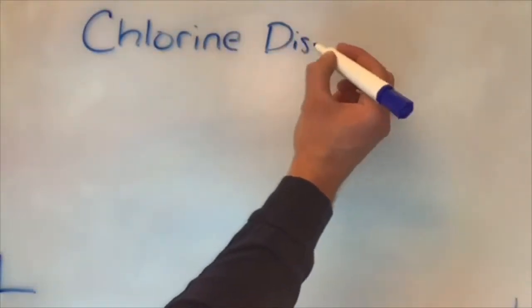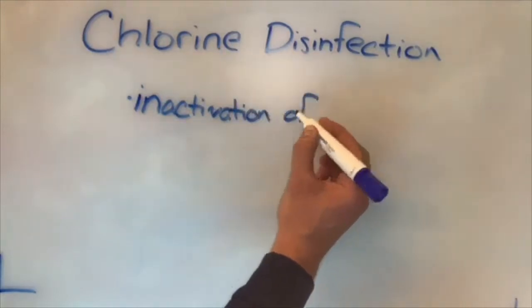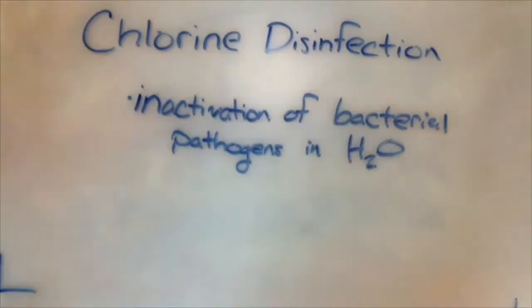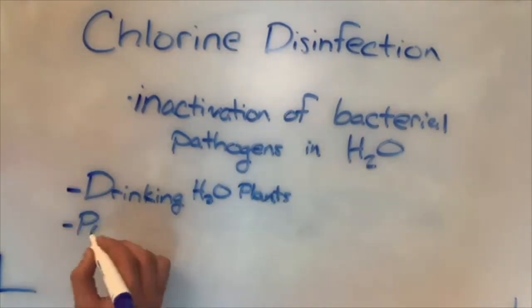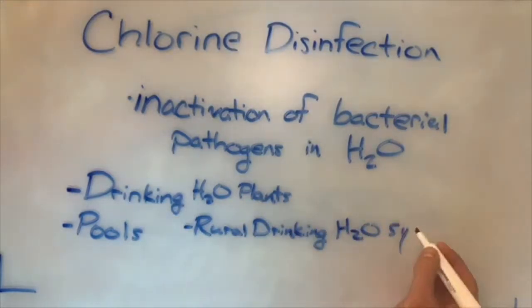The purpose of chlorine disinfection is to inactivate bacterial pathogens from water sources. This method is commonly used in drinking water plants, pools, and rural drinking water systems because of the widespread availability of chlorine.